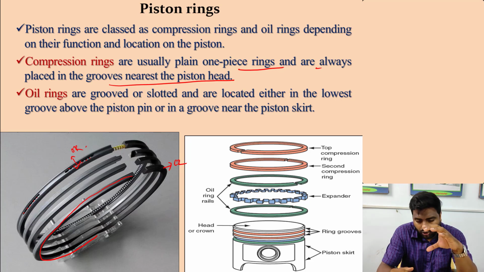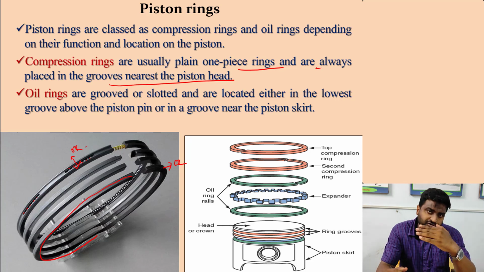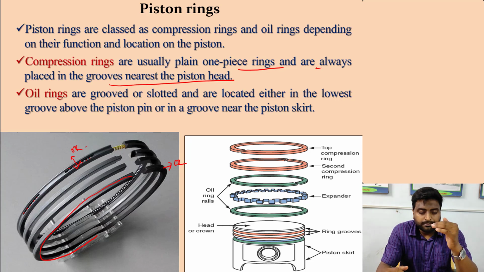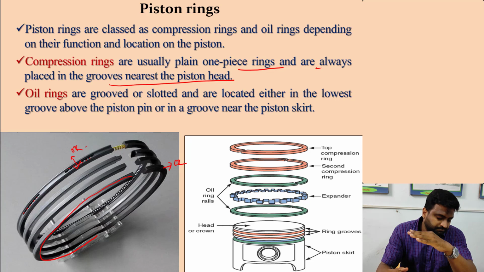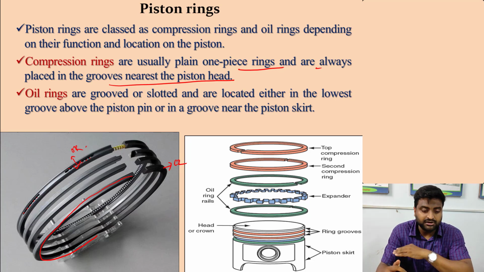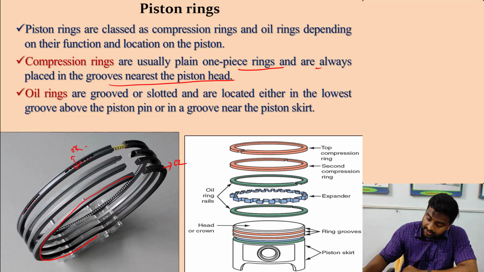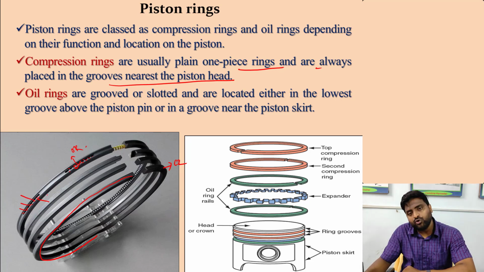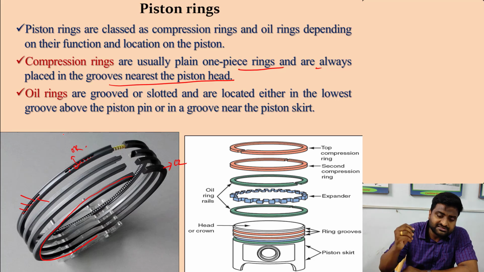If the compression ring is more, the position goes a little bit down, but mainly the lower position of the ring is known as the oil rings. So in oil rings, some slots are given over here. Why are these slots given? So that the oil can come outside and lubricate your piston and the cylinder.